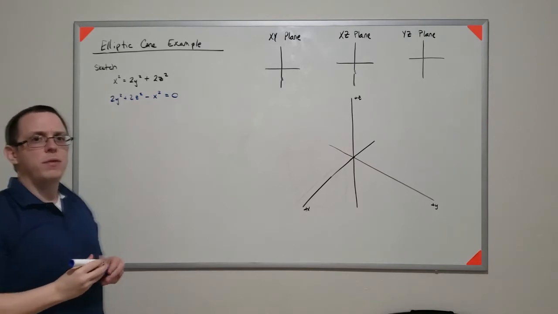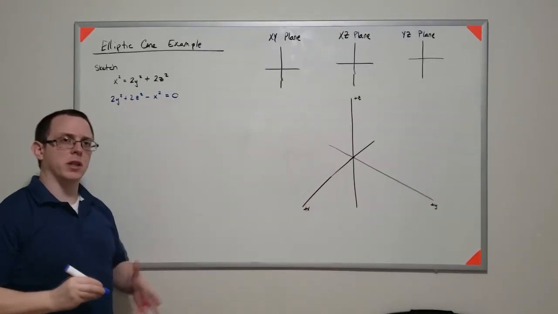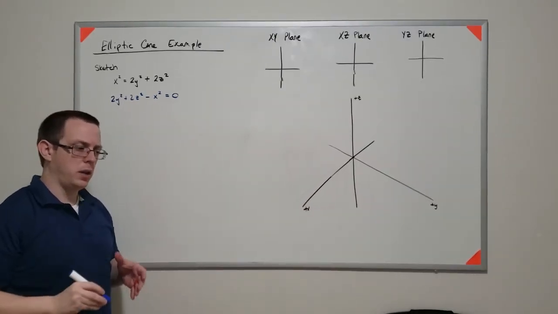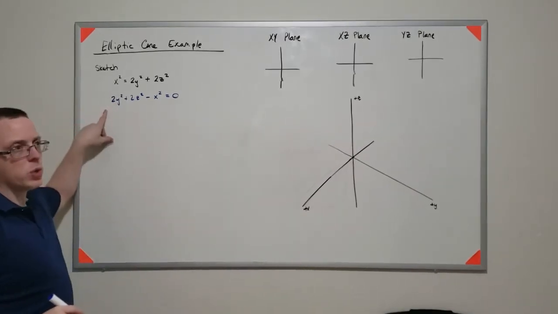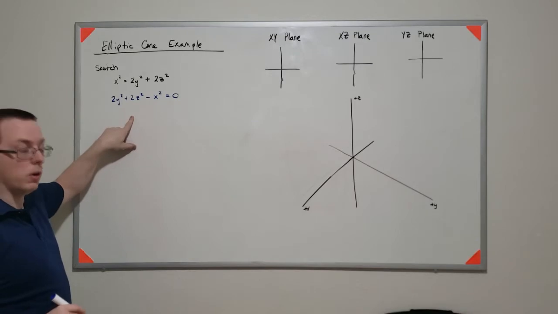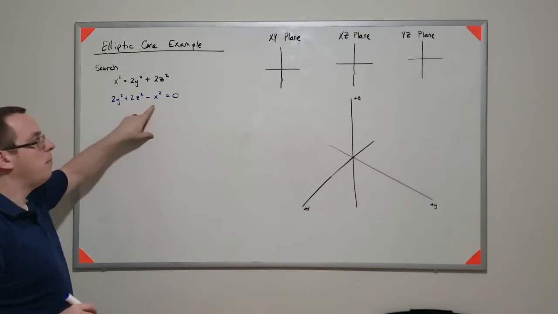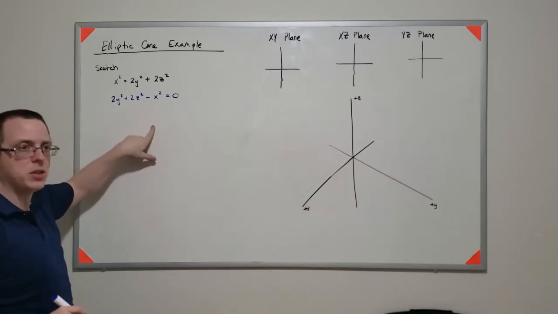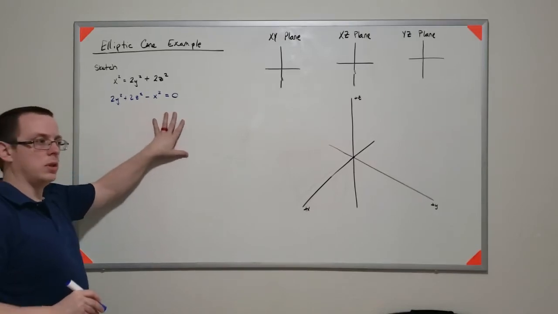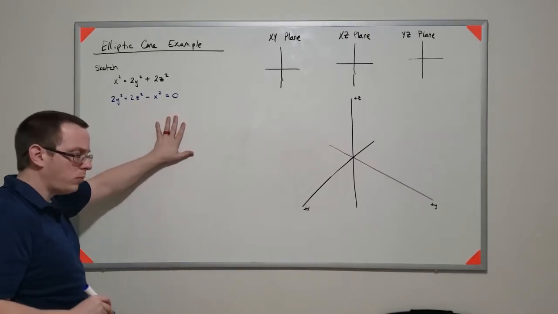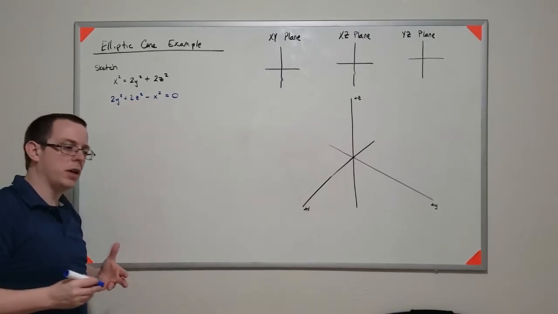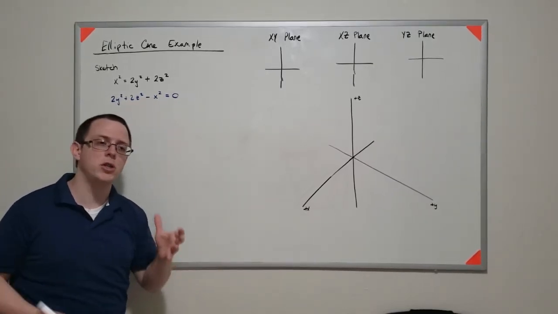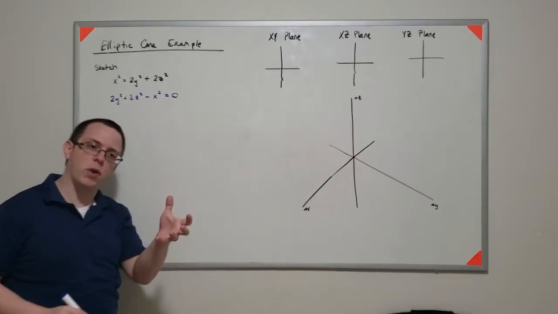Now, if you think about the form of the elliptic cone that we looked at previously, it had something like x squared over a squared plus y squared over b squared minus z squared over c squared equaled 0. But we don't have that. We have a minus x squared. Well, what this is really telling us is this is the same type of equation. It's just a rotated version.